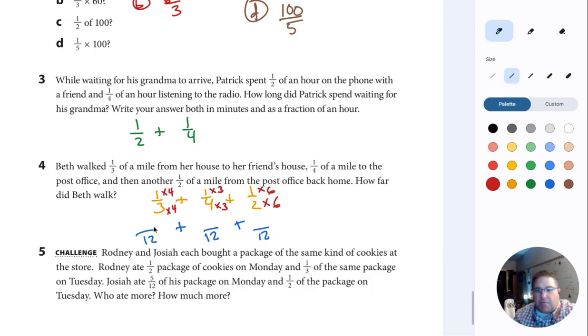So think about your new numerators, what they're going to be. Add them up. And I'll tell you it is over 12. Well, heck, I'll give you the answer. Why not? Because you still got to work it out. Our final answer is going to be 1 and 1/12 miles.